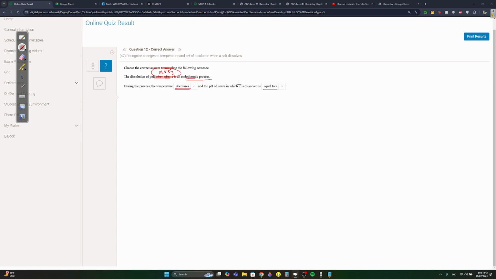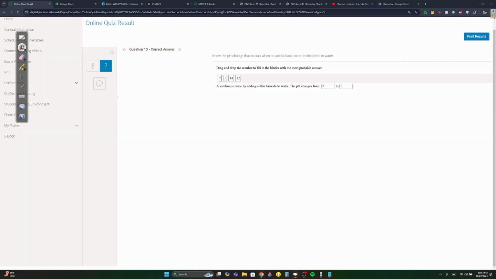Endothermic, of course the temperature decreased, but the pH will not change. I don't have an acid. I don't have a base. It's just a salt.